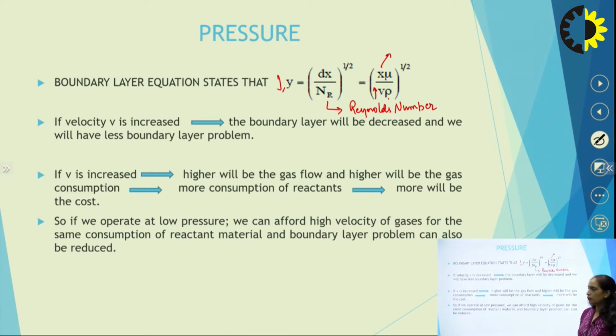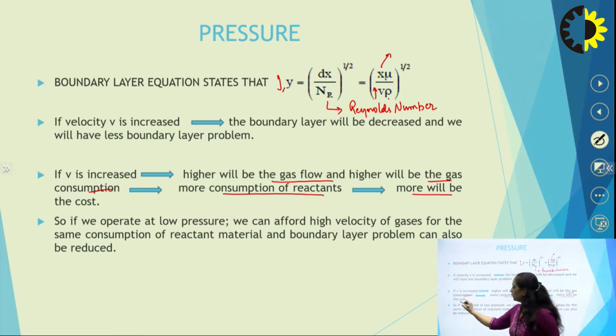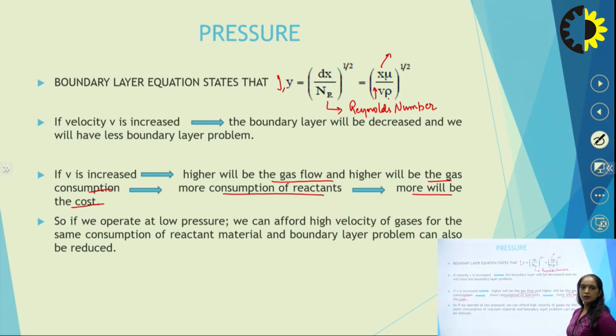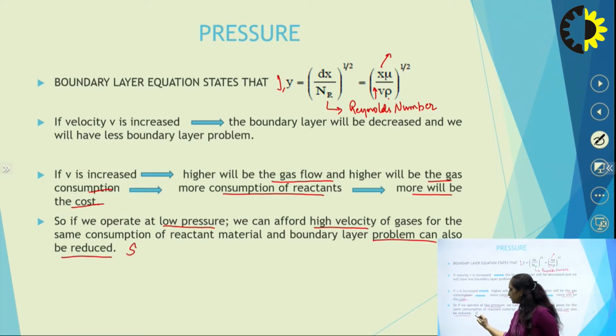But if you increase the velocity, the gas flow will be increased, so higher will be the gas consumption and more consumption of reactants, and this will lead to an increase in the cost of the overall system, because the requirement of gases will be increased. If you operate at lower pressure, we can afford the high velocity at the same consumption of reactant materials, and the boundary layer problem can also be reduced simultaneously.